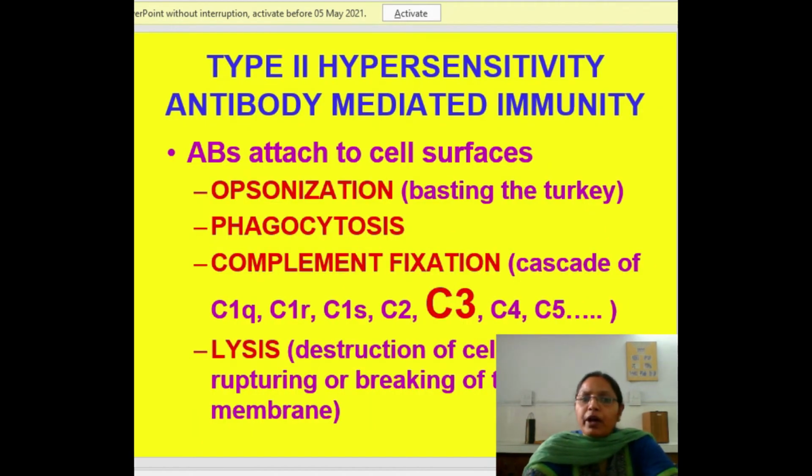Now coming to type 2 hypersensitivity, antibody mediated, this is also known as antibody mediated immunity. In this, antibodies are attached to the cell. There is opsonization when the antibody covers the whole of the cell. This is known as opsonization. There is complement activation, there is phagocytosis, and ultimately there is lysis of the cell, destruction of the cells by rupturing or breaking of the cell membrane.